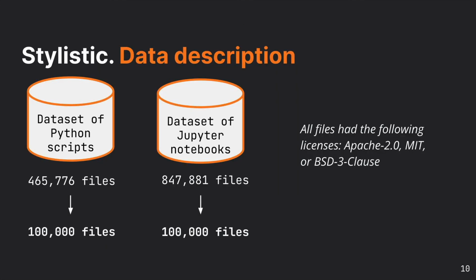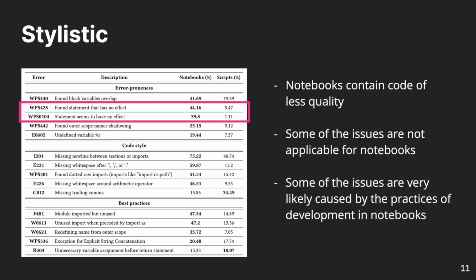Let's move on to statistics. For the statistic analysis, because of its computational intensity, we sampled 100,000 files from the previously described datasets. As a result of the statistic analysis, we selected the top 5 most common errors for each group using a weighted average. For each of the groups, our results show that notebooks contain more of all the top issues. However, not all of these issues are actually valid. Some of them are just not applicable for notebooks.